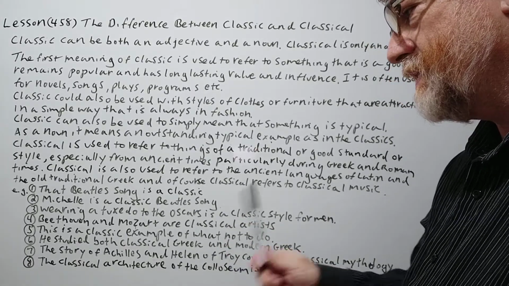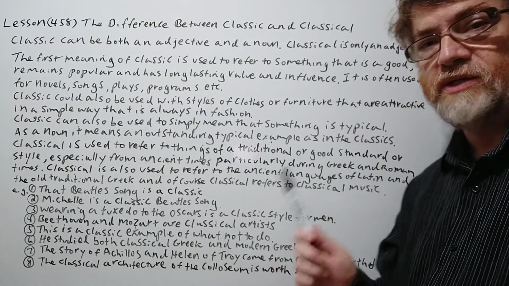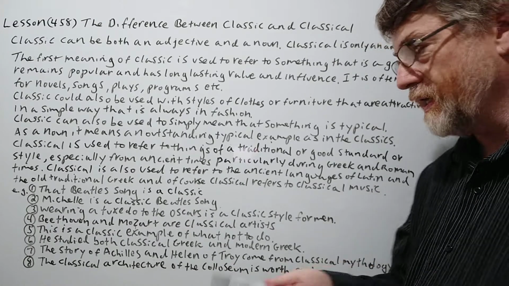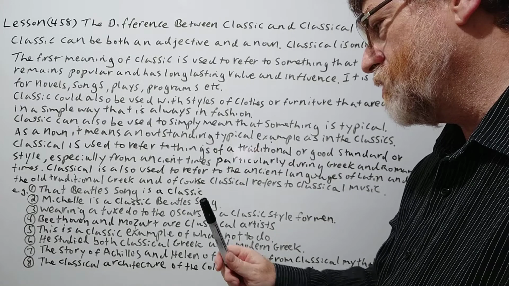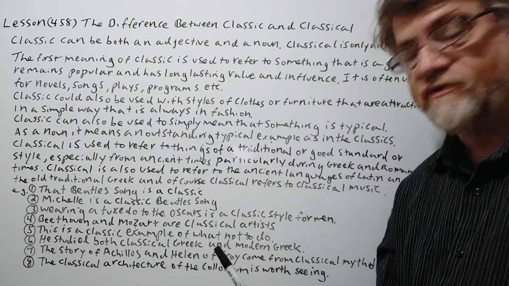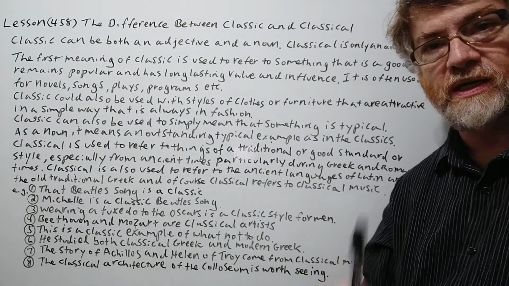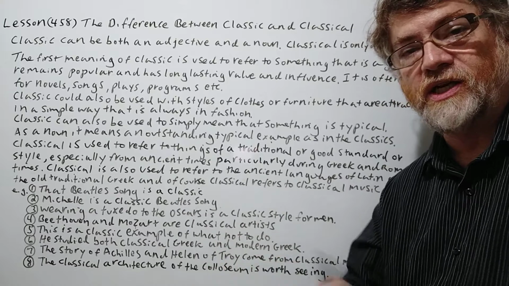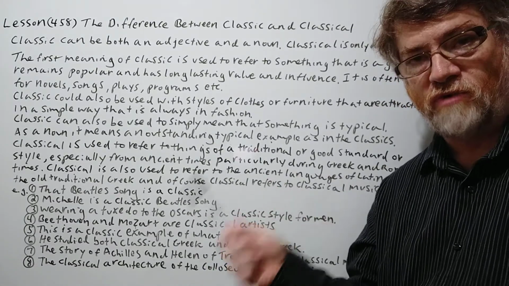All right, number 6 here. He studied both classical Greek and modern Greek. So again, referring to the languages of Latin or the old Greek language. Number 7 here. The story of Achilles and Helen of Troy come from classical mythology, so not classic mythology, but classical mythology, from the ancient times, relating to ancient times, especially Greek and Roman times.